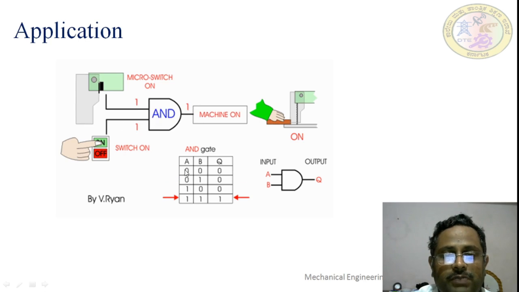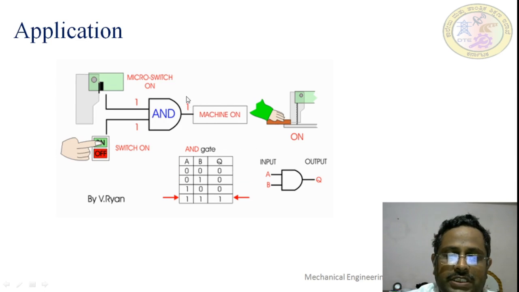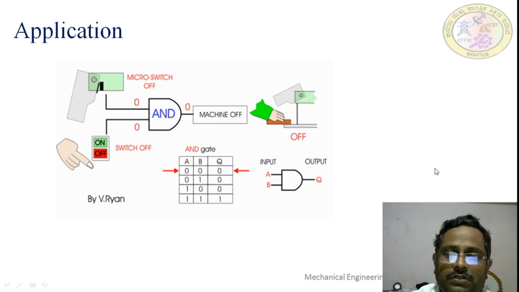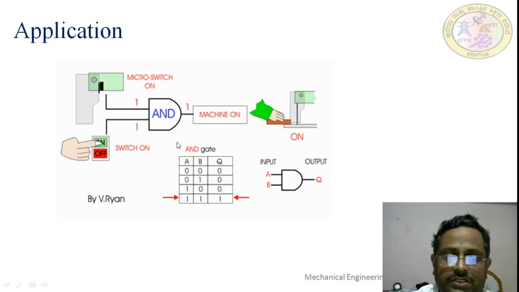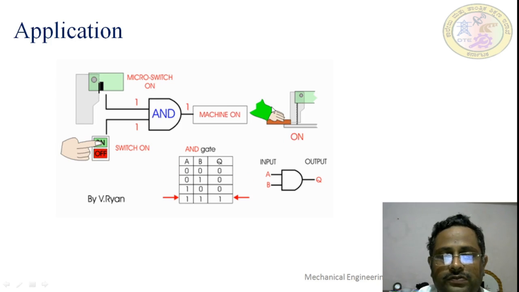In many automatic machines they will use this for controlling and all. You see in washing machines or any other devices, they will use this one. This is one application. You observe here, if both the switches are on, then only it will be on, otherwise it will be off. This is one example.